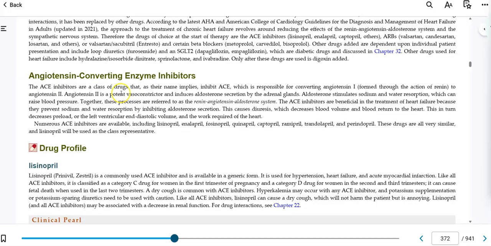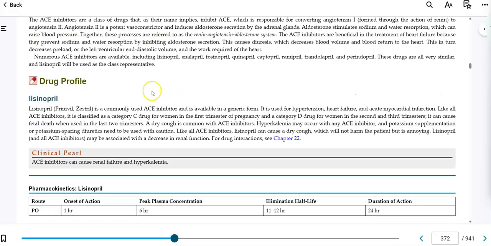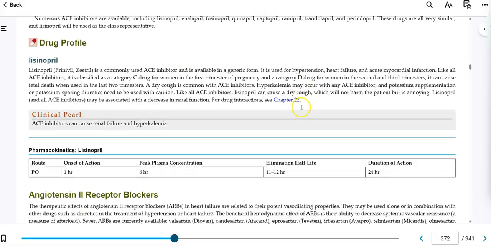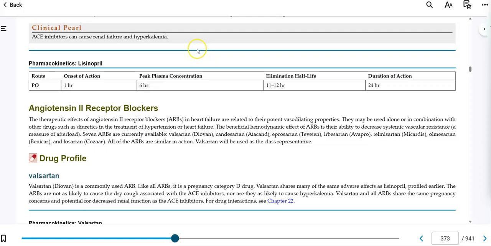ACE inhibitors, we've already covered this, so those look the same. I will point out that a lot of our ACE inhibitors end in -pril, so that helps you to be able to recognize those. Drug of choice for this one is lisinopril. On this one, I want you to keep the same thing in mind, that it can cause hyperkalemia and dry cough. So keep those in mind. If patients can't tolerate those ACE inhibitors, we might move them to an ARB.